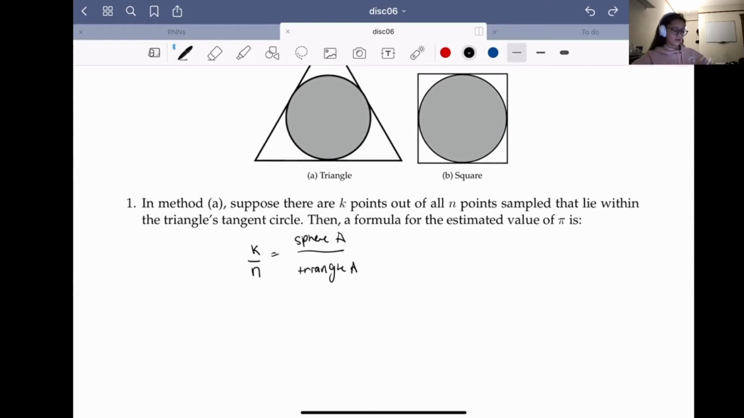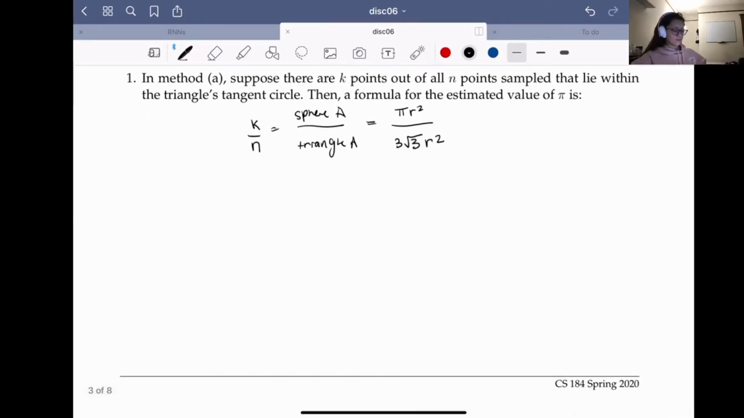Alright, so what is the area of the circle? Let's say r is the radius, then we know that the area is pi r squared. And for this equilateral triangle, since it has an inscribed circle of radius r, the area is just 3 times root 3 r squared. Now that we have this ratio, we can simplify this, and this will give us an estimate of pi.